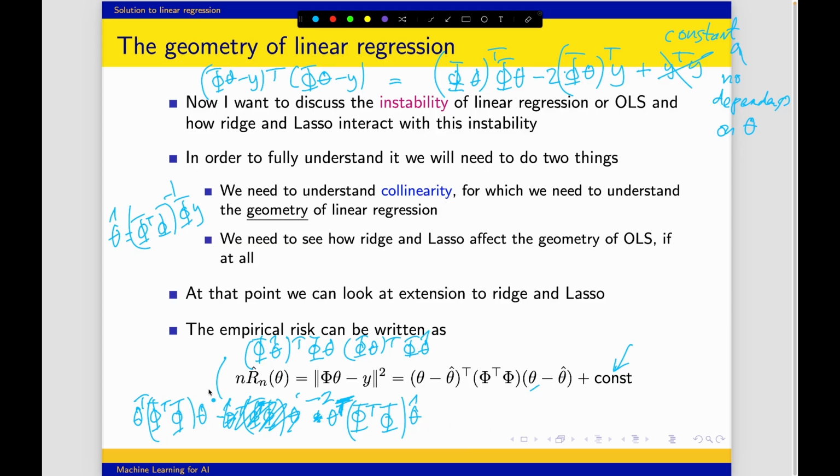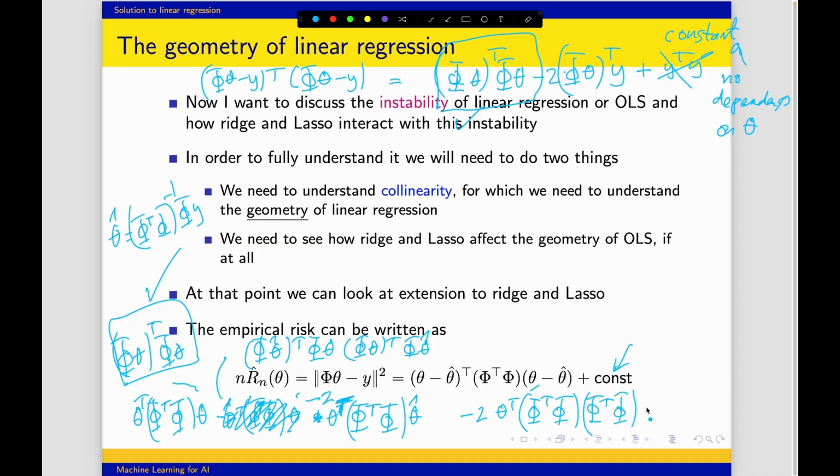Well, this term here is phi theta transpose times phi theta, which is exactly this term here. So these two match. What about this term here? We're going to have minus 2 theta transpose phi transpose phi times theta hat. But theta hat is our OLS solution, which is phi transpose phi inverse phi transpose y.